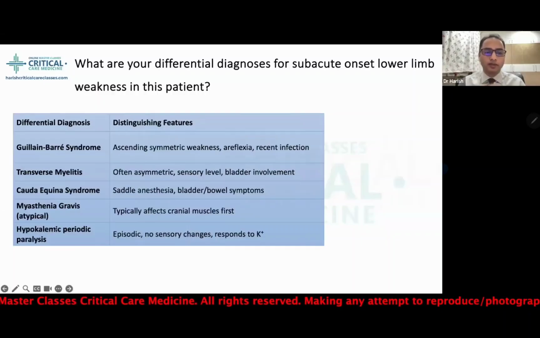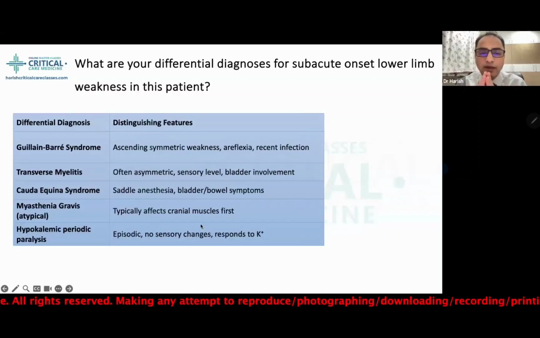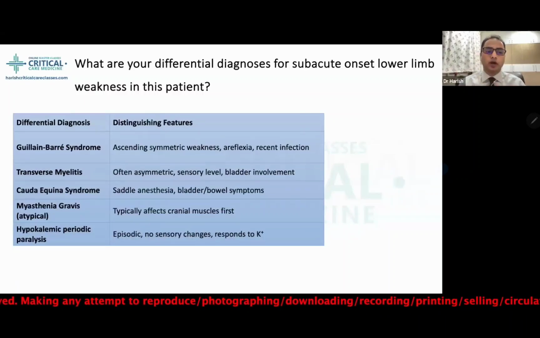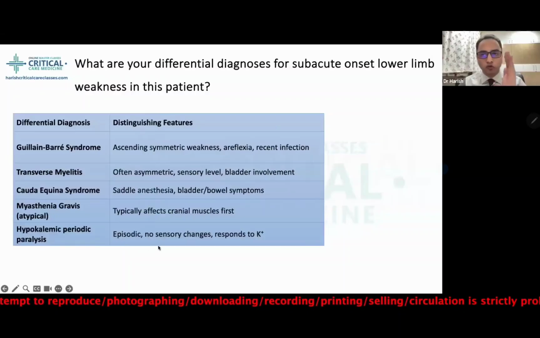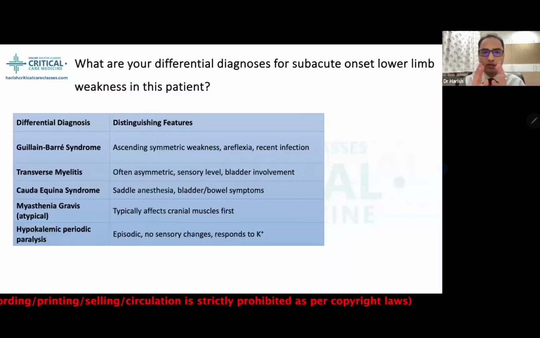Myasthenia gravis, atypical myasthenia, typically is going to affect the cranial muscles as the first involvement. Hypokalemic periodic paralysis is usually episodic with no sensory involvement, and it is going to respond very well to potassium therapy. So these are some of the differential diagnoses. You can tell one, two, three to your examiner.